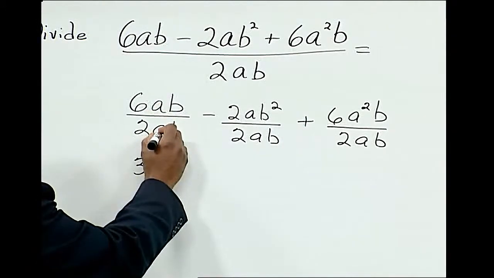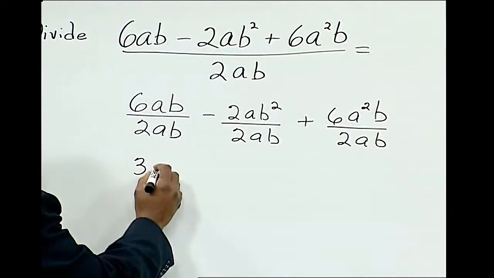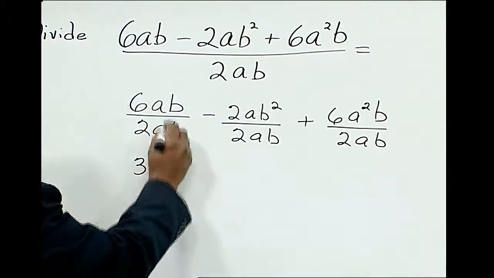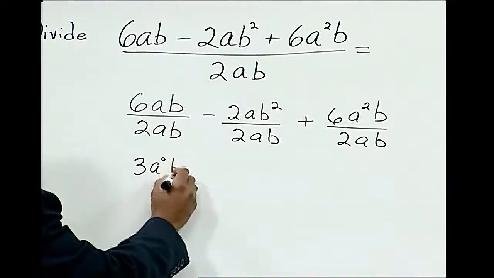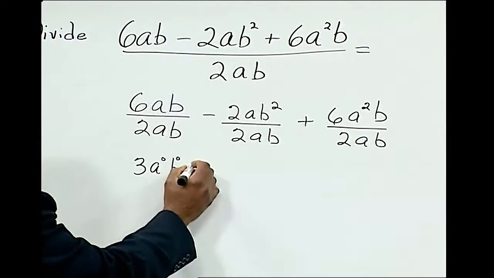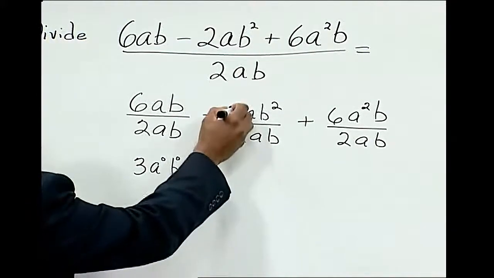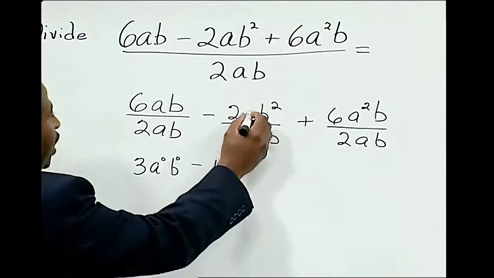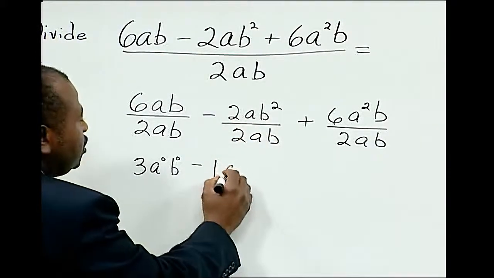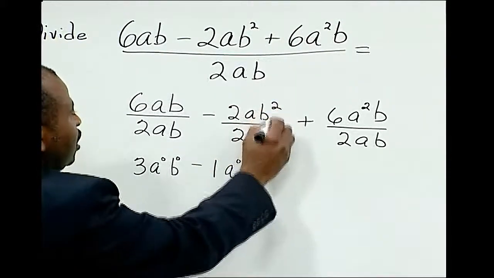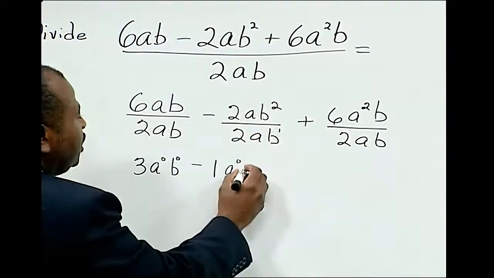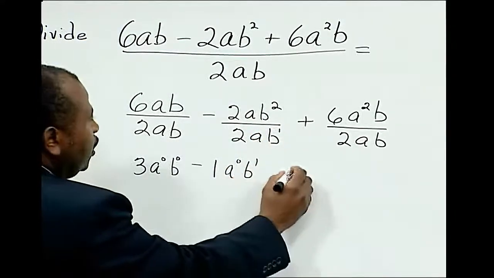A divided by a would equal a to the 0 power. B divided by b would equal b to the 0 power. Minus, negative divided by positive is a negative. 2 would divide into 2 one time. A divided by a would equal a to the 0 power. B to the second divided by b to the first power is equal to b to the first power.